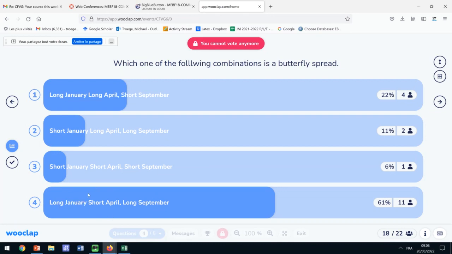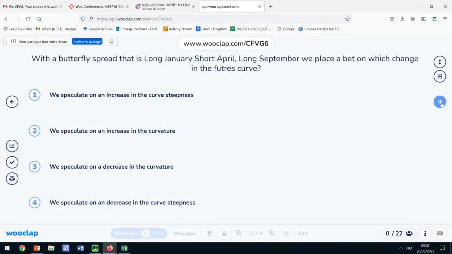And that's the information: if you're convinced about this, and you can see how we can use statistical analysis to look at historical data and see that the kind of kink we have is highly unusual and that it usually goes away, then we can make money. With a butterfly spread that is long January, short April, and long September, we place a bet here. This is what I just said. We place a bet on which change in the futures curve.